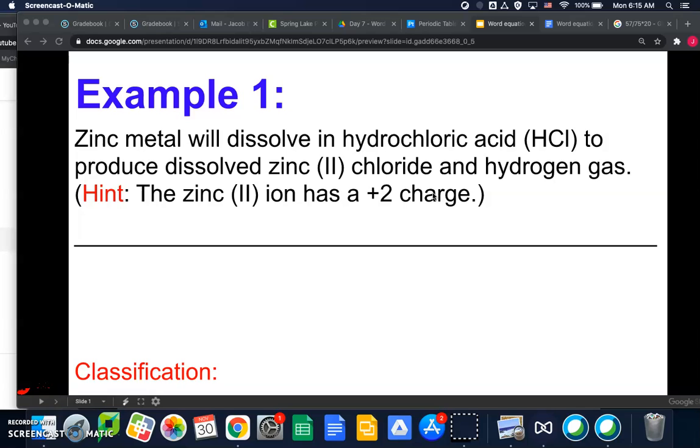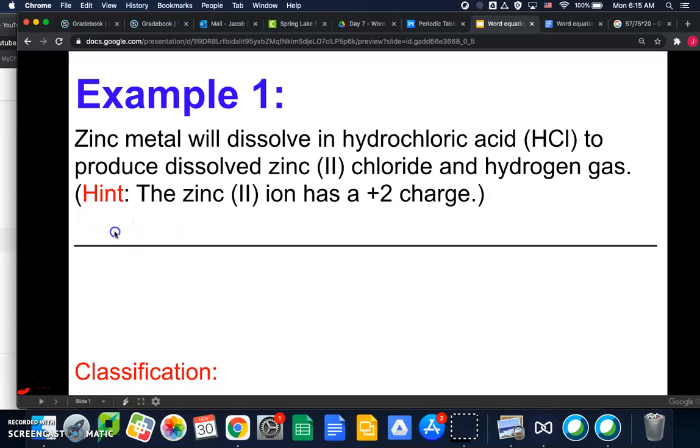Okay, so let's dissect this sentence and turn it into a chemical equation. So first up it says zinc metal. So we're going to write out zinc. Then it says that will dissolve in hydrochloric acid. And I tell you that the formula for that is HCl. We're going to say plus HCl, because that's hydrochloric acid. To produce, now whenever you see that produce, that means write the reaction arrow.